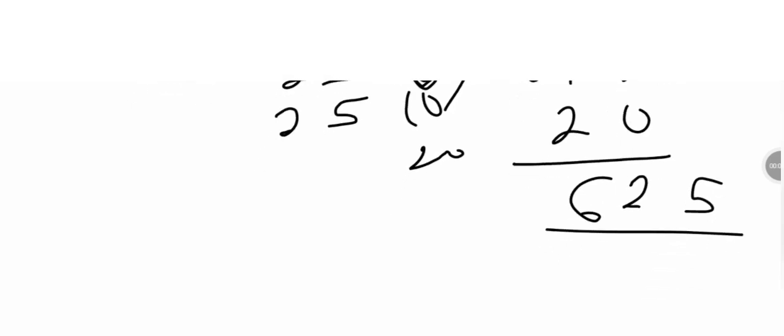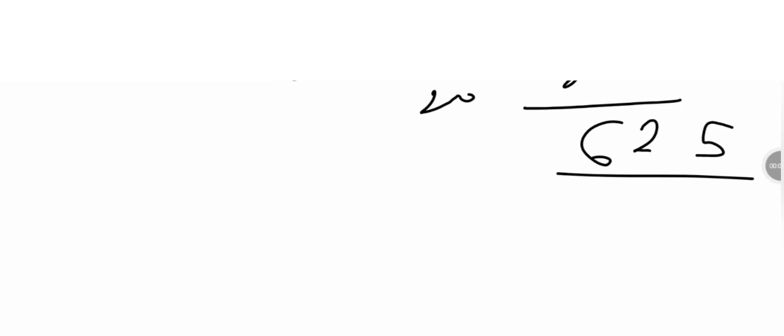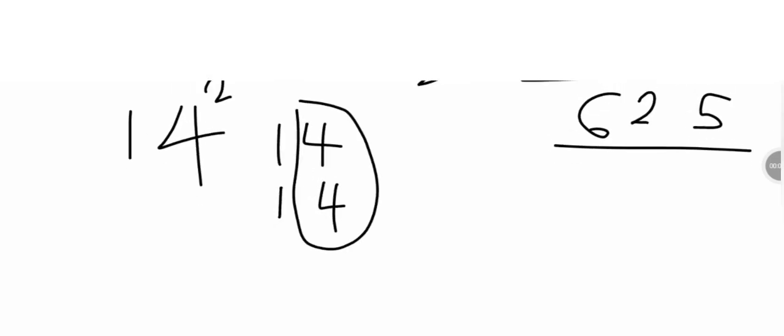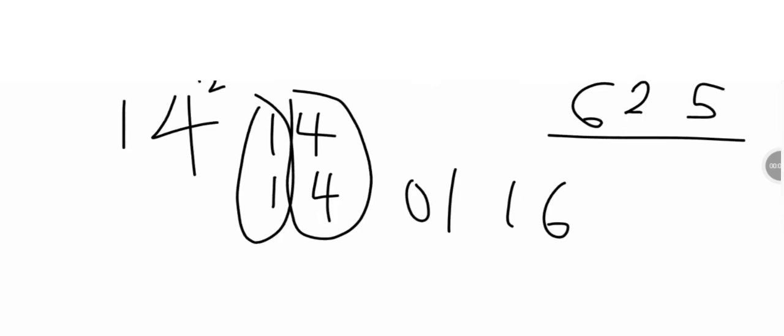Let's try it one more for another number. Let's try it for maybe 14 squared. So 14 squared is like this. So you're going to write 14, then 14 like this. So all you have to do is square this number like this. 4 times 4 will give you 16. Then square this next one. 1 times 1 will give you 01. Okay, you have to write it as 2 digits.